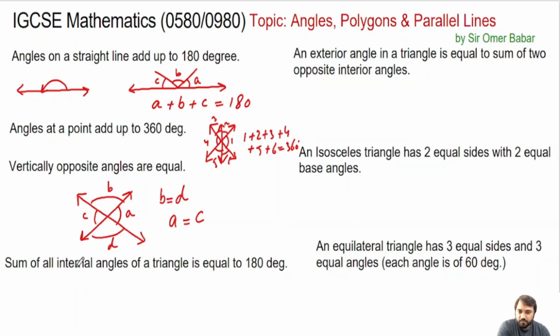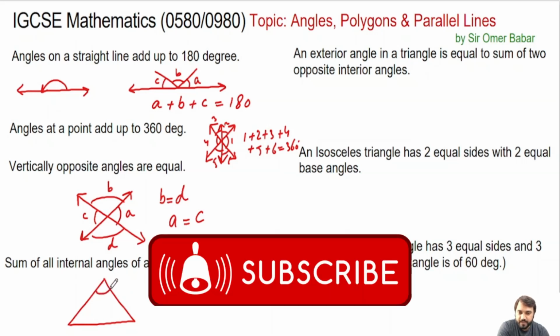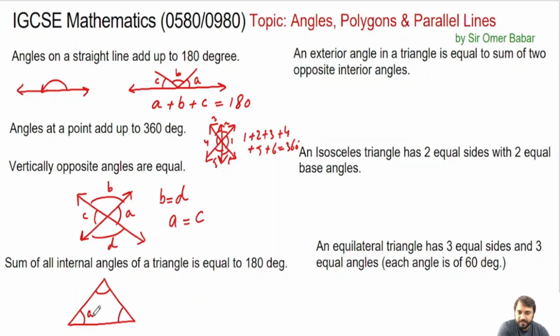The fourth point is the sum of all internal angles of a triangle is equal to 180 degrees. So if you have a triangle, any triangle, either a right triangle or an oblique triangle, which is a triangle that is not a right-angled triangle, then all the internal angles add up to 180 degrees. So if I name these angles A, B, C, then A plus B plus C is equal to 180 degrees.